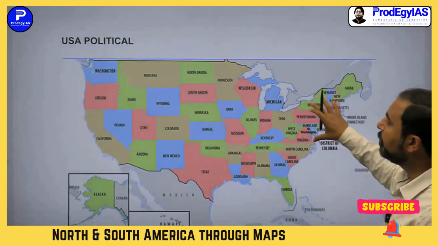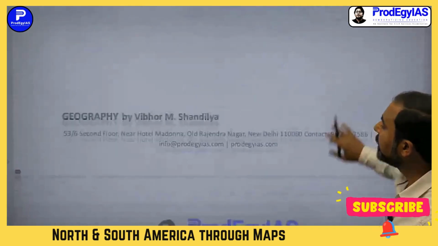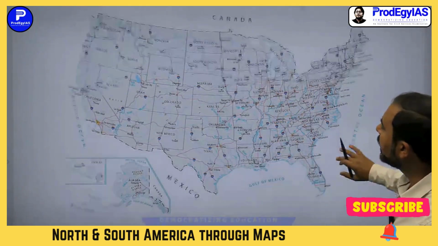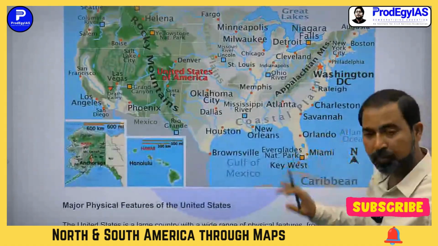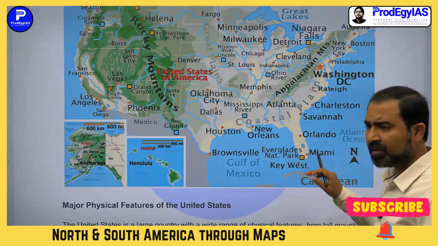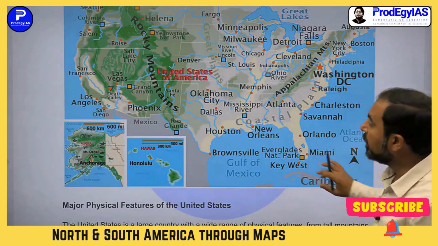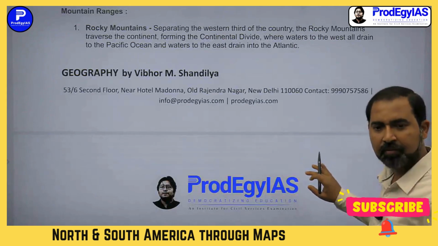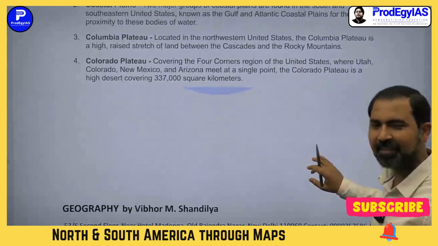This is the USA political map. All these state boundaries are shown over here. Then this map shows their important cities. You know that North America and South America both are very important because they have almost all the physical features. Which is the longest mountain range in the world? Andes. Yes, it is Andes.